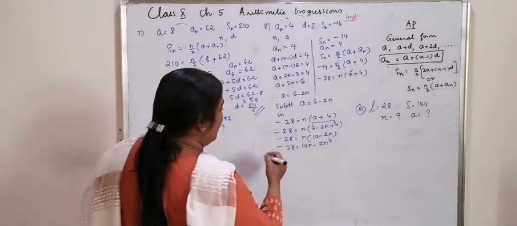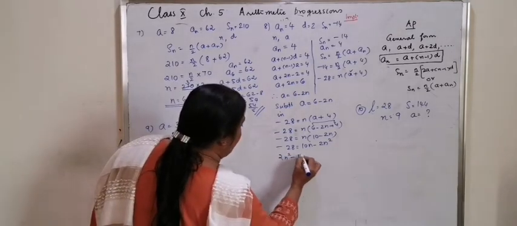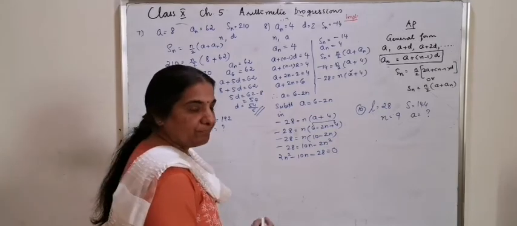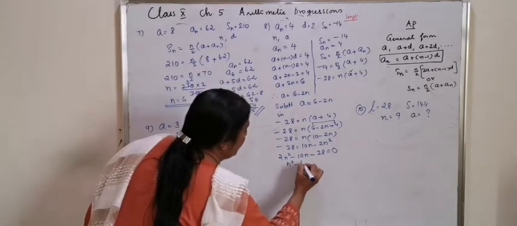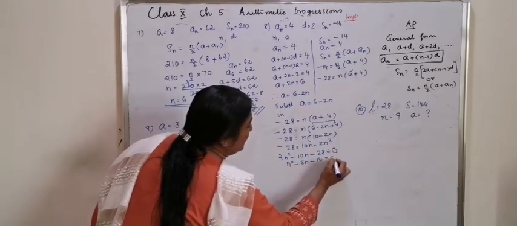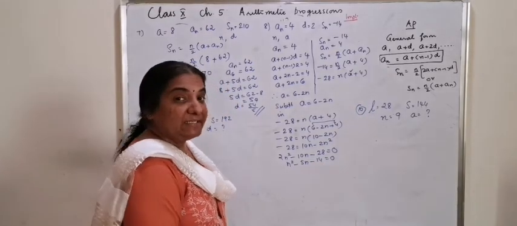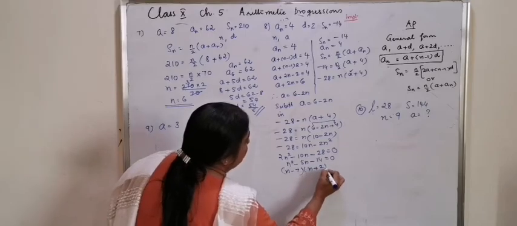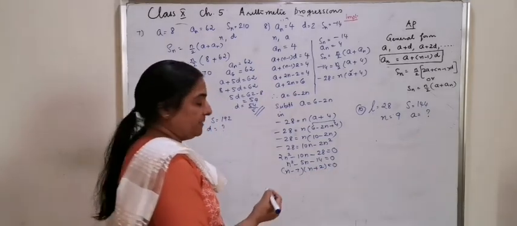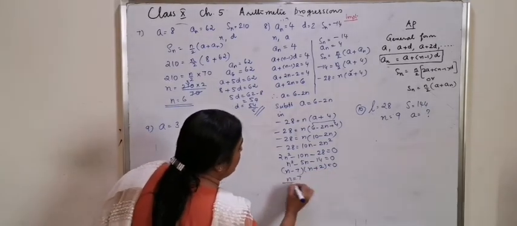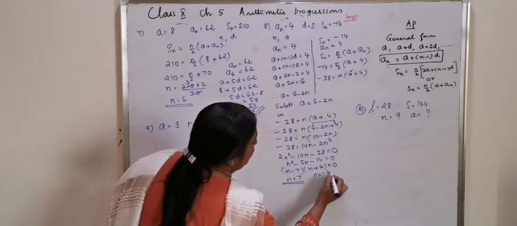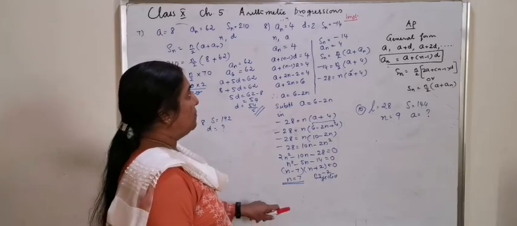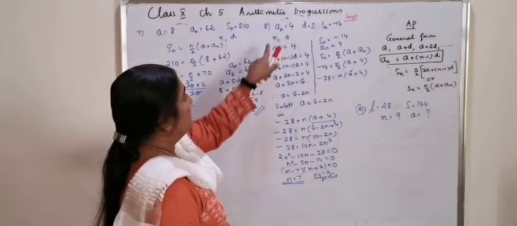Let's make it as a quadratic equation. 2n square minus 10n minus 28 is equal to 0, or 2n square minus 5n minus 14 equal to 0. Splitting of middle term is very simple. The factors are n minus 7, n plus 2 is equal to 0, which shows that the value of n is 7. N is equal to negative 2 has to be rejected. Therefore, the value of n is equal to 7.